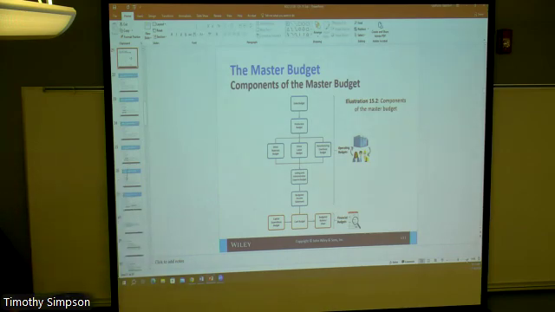Cash is a balance sheet item. It's not operating. It's simply having the cash on hand to fund the activities that we're doing. How much do we need? And this is not a simple question.